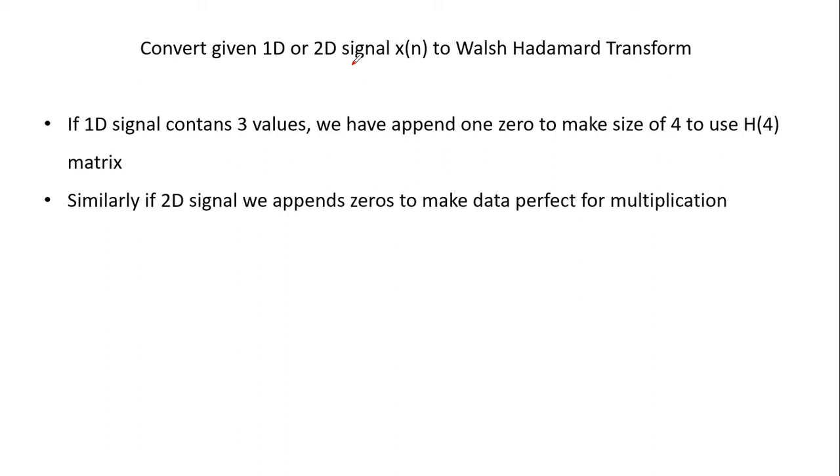Converting a given 1D or 2D signal to the Walsh Hadamard transform. If a 1D signal contains 3 values, we have to append one more 0 to make the size 4, to use H of 4, because the order is always a power of 2. Similarly, for a 2D signal, we append zeros to make the data suitable for multiplication. So we need to put our data in the order of H of 2, H of 4, H of 8, and so on, in powers of 2.